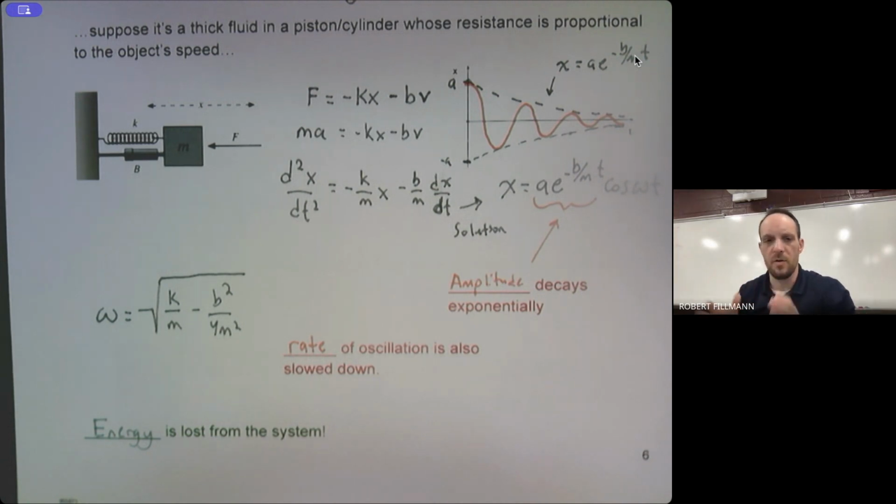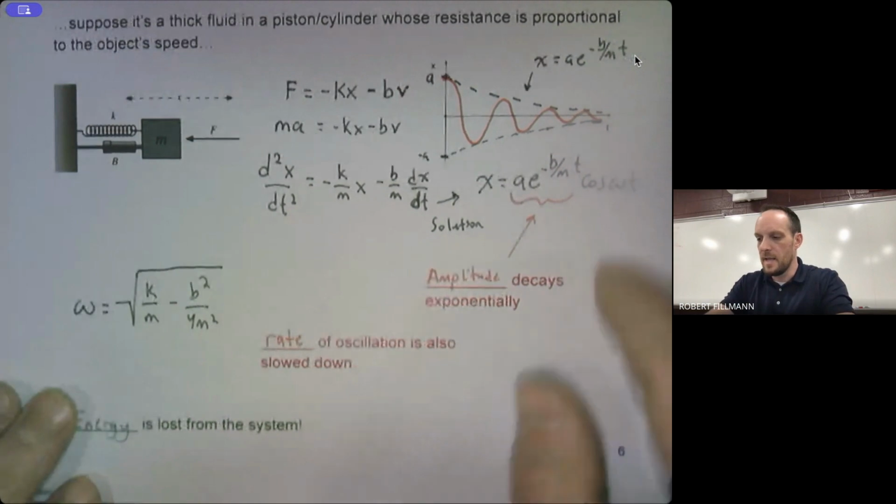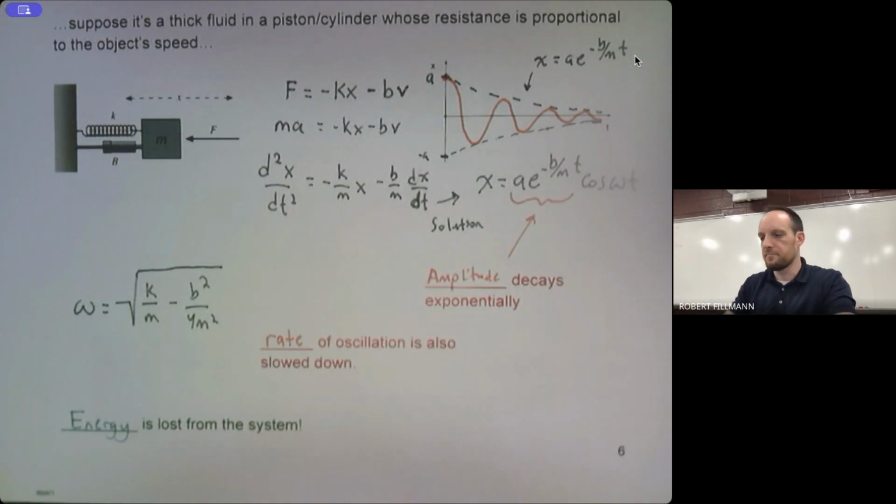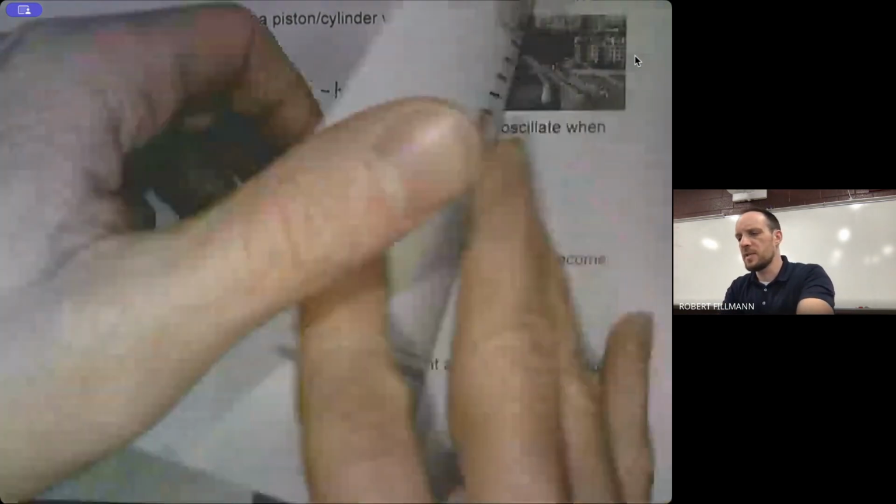Okay. Again, you don't have to actually plug any numbers into these equations. You certainly don't have to derive them or even use them, but you have to understand that the amplitude is decaying and that the rate of oscillation is decreasing. And this represents energy loss from the system.